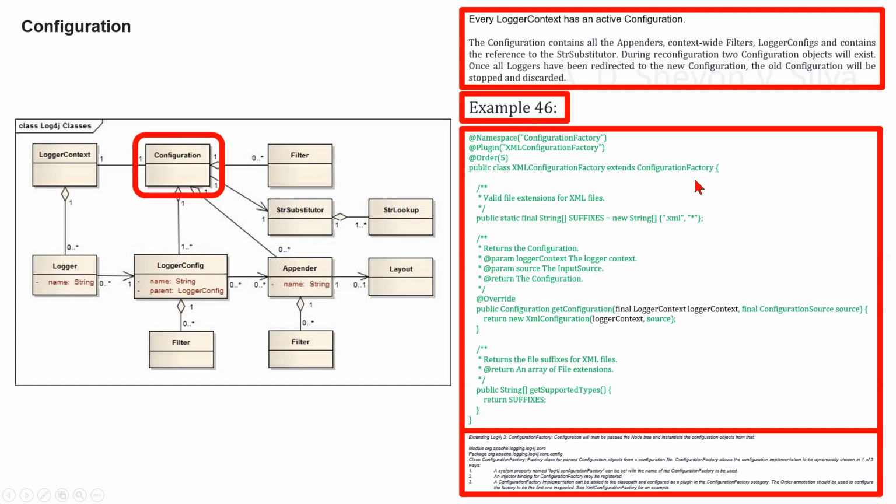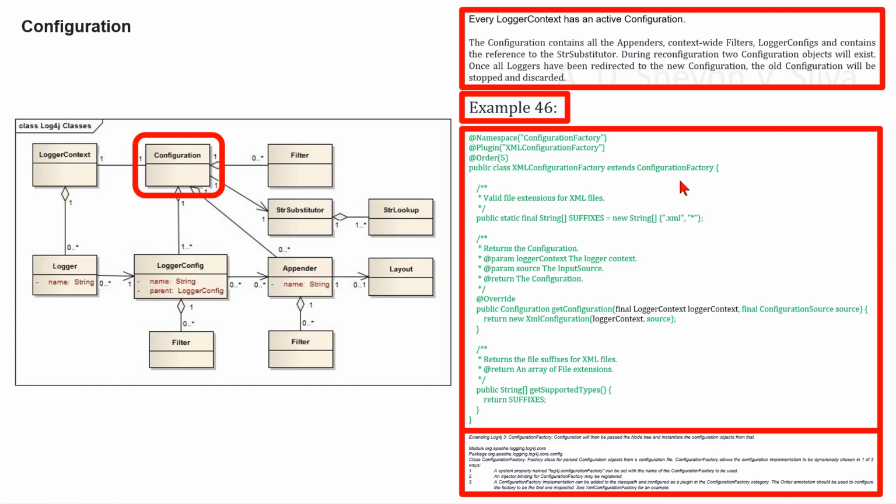ConfigurationFactory allows the configuration implementation to be dynamically chosen in one of three ways. 1. A system property named log4j.configurationFactory can be set with the name of the configuration factory to be used. 2. The injector binding for ConfigurationFactory may be registered. 3. The ConfigurationFactory implementation can be added to the classpath and configured as a plugin in the ConfigurationFactory category. The Order annotation should be used to configure the factory to be the first one inspected.